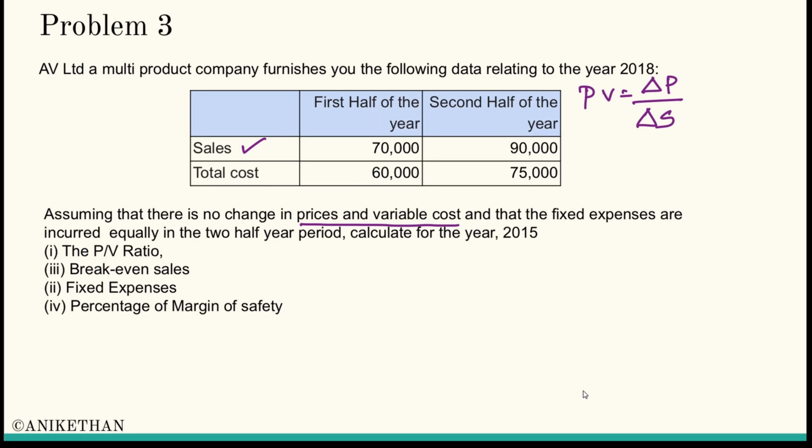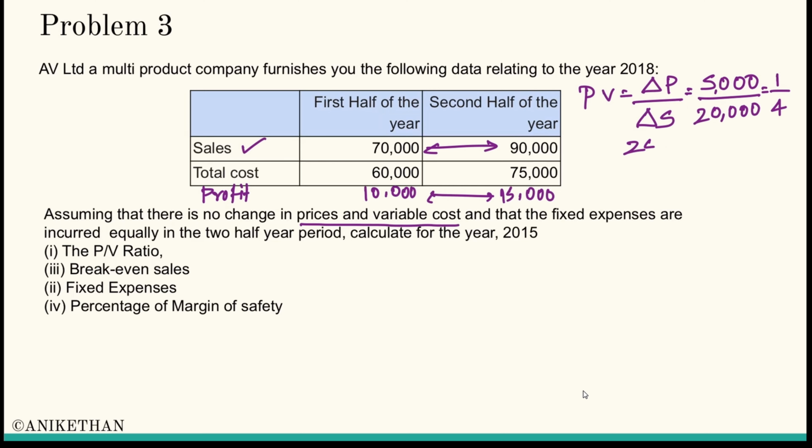So what is the change in profit? I first have to calculate profit. Profit is nothing but sales minus total cost. So 10,000 in the first half and 15,000 in the second half. So the change in these two values is 5,000. I have to take the positive value divided by the change in sales, these two values, which is 20,000 rupees. So this is nothing but 1 over 4 or 25%, my PV ratio. So the first point we have calculated.